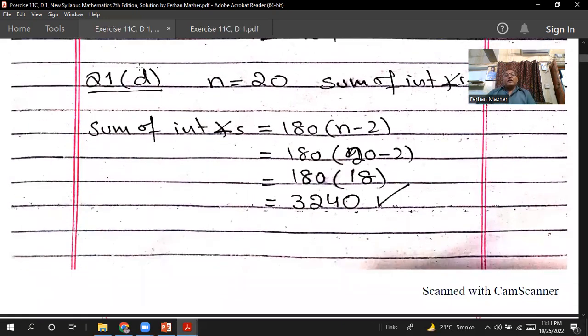Okay, so the next question, question number 1, is D part, n is equal to 20. So the sum of the internal angles will be equal to 180 bracket n minus 2 bracket close. In the place of n, I will substitute 20 because this polygon has 20 sides. So 180 bracket 20 minus 2 bracket close. So it will be 180 into 18. So that will be 3240 degrees. So the sum of the internal angles of the 20-sided polygon will be 3240. So this was the question number 1.